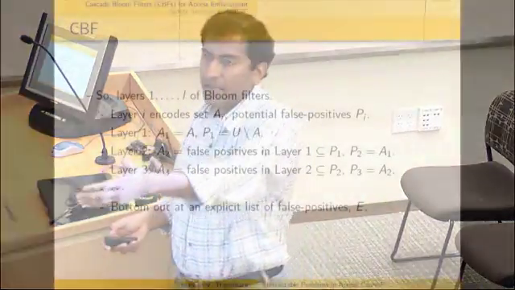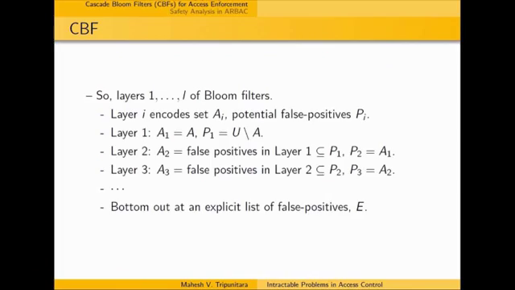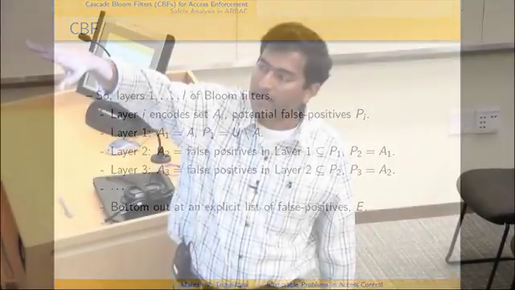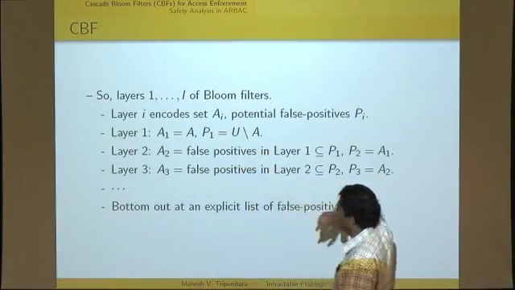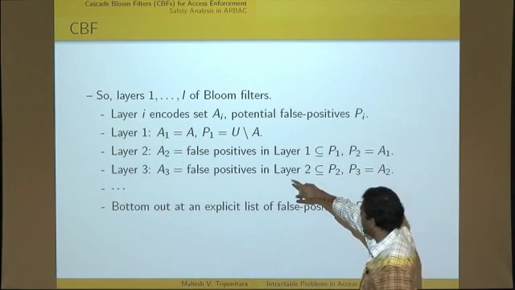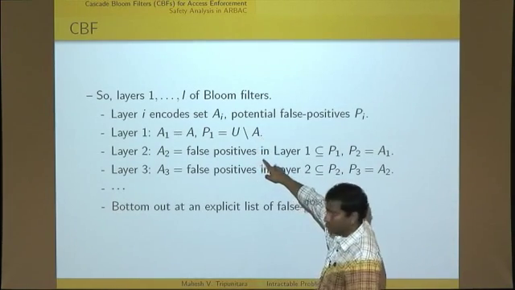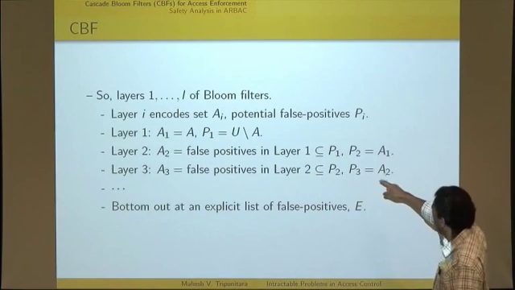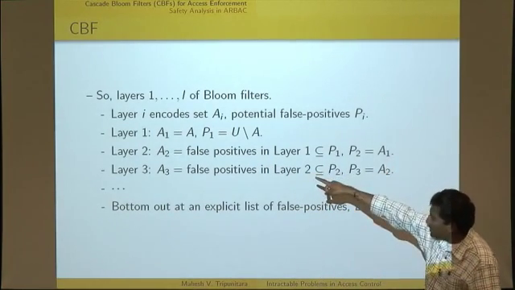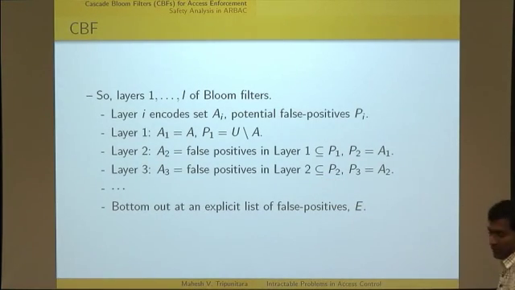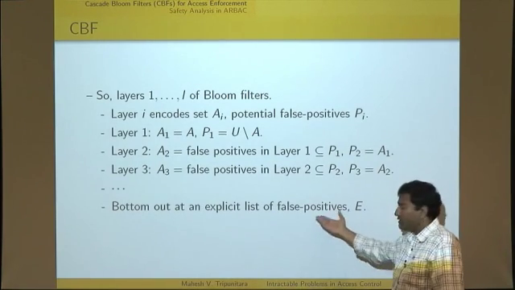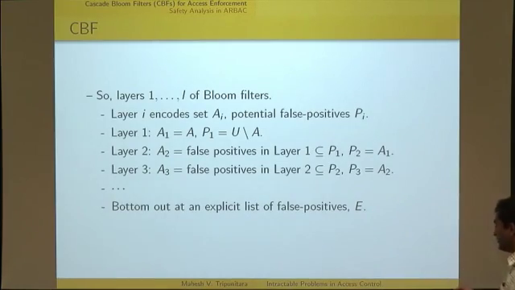So basically, we end up with L layers of Bloom filters, where layer i encodes the set A_i, and it has a potential set of false positives P_i. In the first layer, we encode the set A, and the potential set of false positives is everything that's not in A. In the second layer, we take the actual false positives of the first layer and encode them in the Bloom filter. But the potential set of false positives is actually the set A_1, and then we switch back and forth. Well, you may never eliminate all the false positives using only Bloom filters, so in the end we maintain an explicit list of false positives.